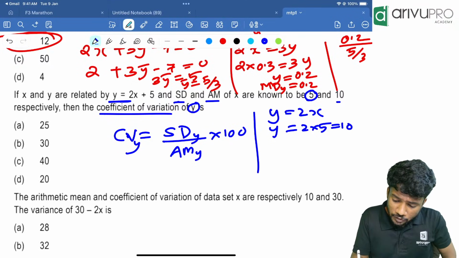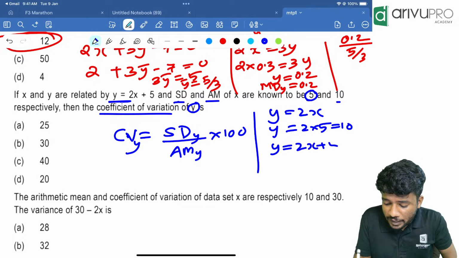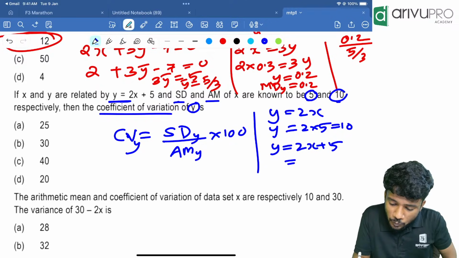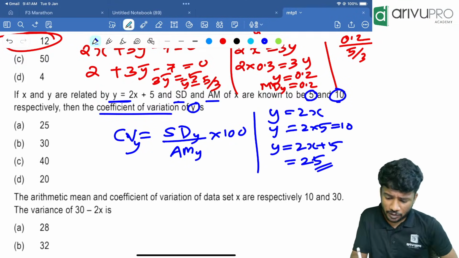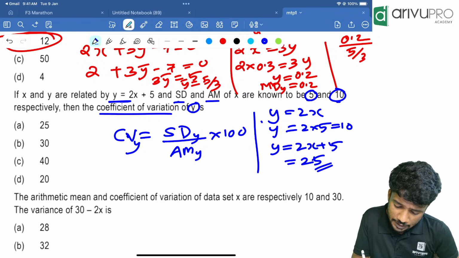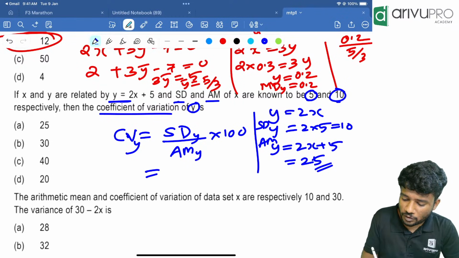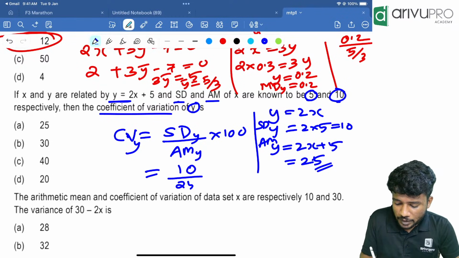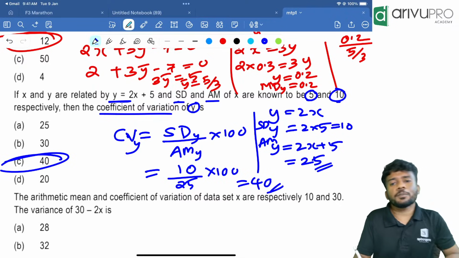Then in order to find the value of mean, y is equal to 2x plus 5. So instead of x, you are going to put 10. That means 25. So you got the value of this one is standard deviation of y. This one is arithmetic mean of y. Substitute everything over here. 10 divided by 25 into 100. How much is the answer? 40 is your answer. Option C.